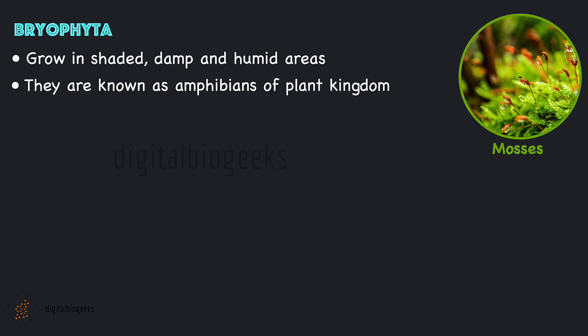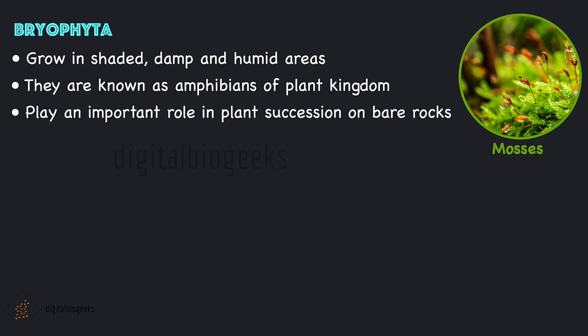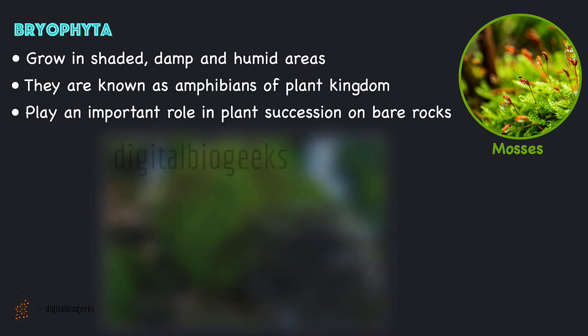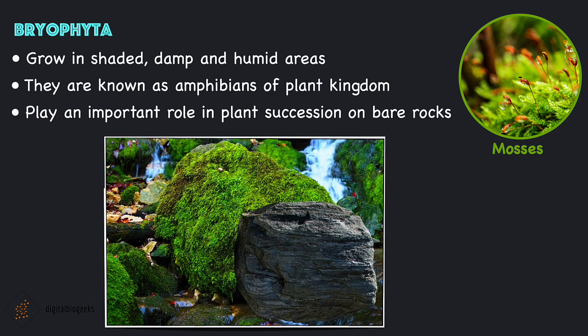Amphibians can live in water and land, right? Similarly, Bryophytes live in soil, but they depend on water for their sexual reproduction. That is why they are known as amphibians of the plant kingdom. They play an important role in plant succession on bare rocks. Plant succession means one after another, different species of plants grow in an area where no organisms had grown before. For example, take a barren rock.